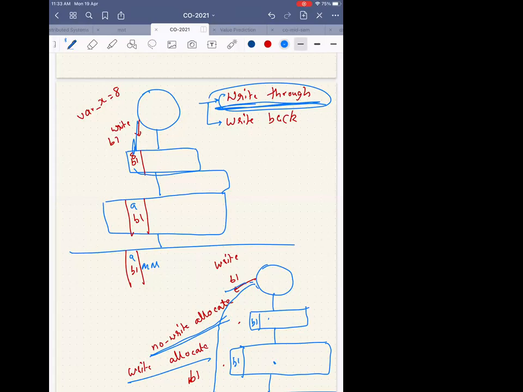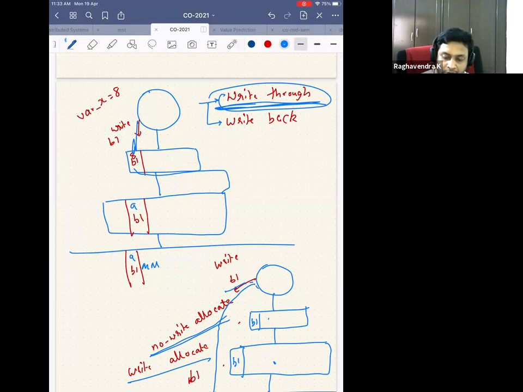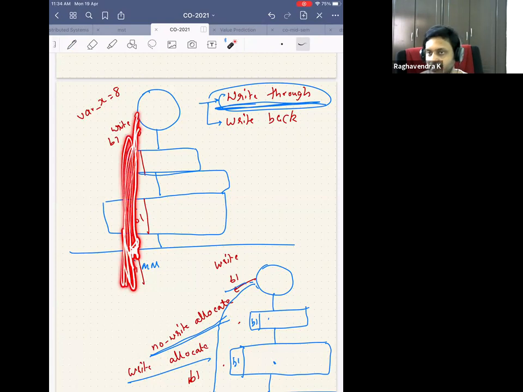I will choose no write allocate. No write allocate. Why? Because, see, what is write through saying? You anyway go to the main memory for every write that is generated. You are always going till here. Even for a single write, you are going till the main memory. So what's the point of me bringing and keeping the block in the cache? There's no point, right? Because anyway I'm going to the main memory for any write that is being generated.